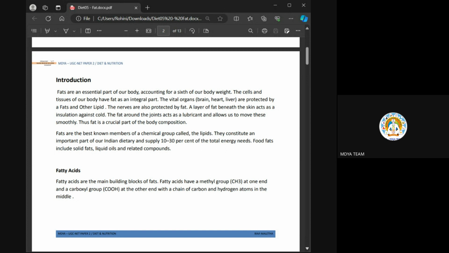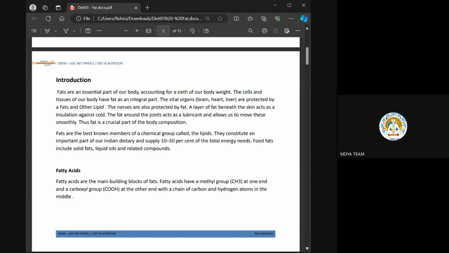They are composed of a chain, and that chain is made up of carbon atoms with other elements like hydrogen and oxygen attached to the carbon. Examples of fatty acids: have you heard about palm oil? That is palmitic, stearic, oleic, and linoleic acids. These are examples of fatty acids.